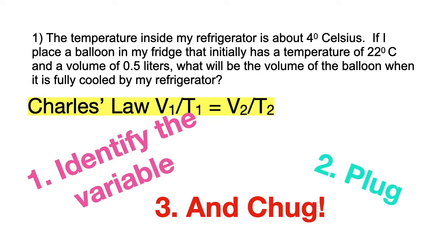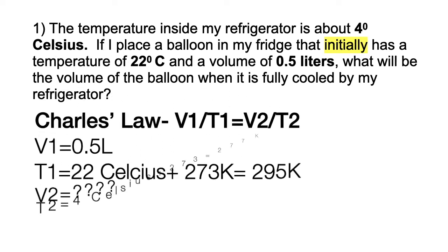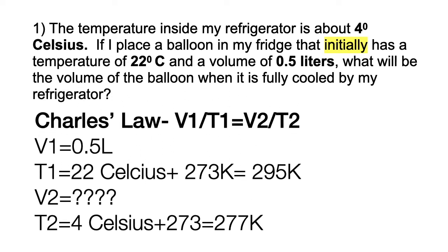So the first thing I want to do is identify the variables. We are given 4 degrees Celsius, 22 degrees Celsius, 0.5 liters. Always go back to the word problem you are given and highlight or underline key terms. In this problem, we have the word initially, which is my clue that 22 degrees Celsius is my T1 and 0.5 liters is my V1. Why 1? Because the number 1 refers to the initial or start, and the number 2 usually refers to the final or end point. That makes V2, or my final volume, the unknown.